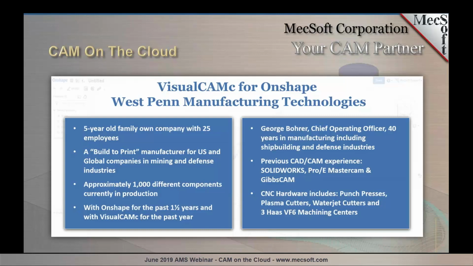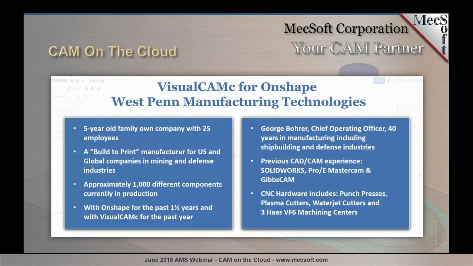So all they get is a PDF drawing. And it's got the specs and all the information they need to quote the part and to manufacture the part. So they take that print and they model it in Onshape. And they've been with Onshape for about 1.5 years, and they use it exclusively now.